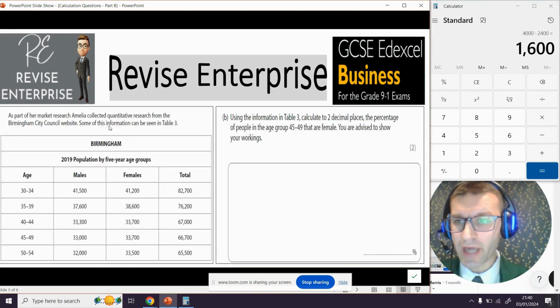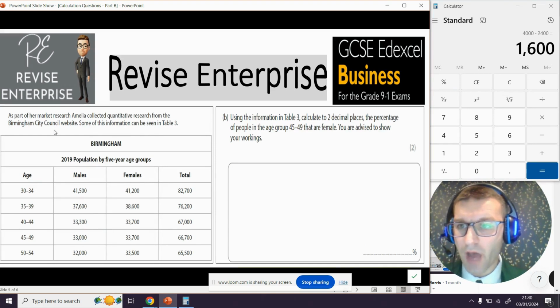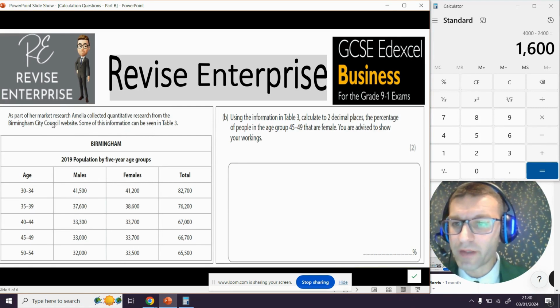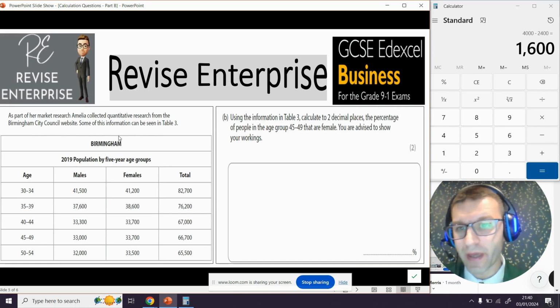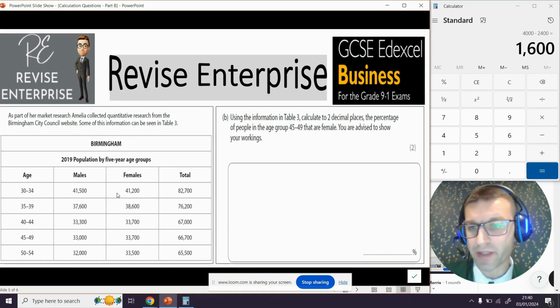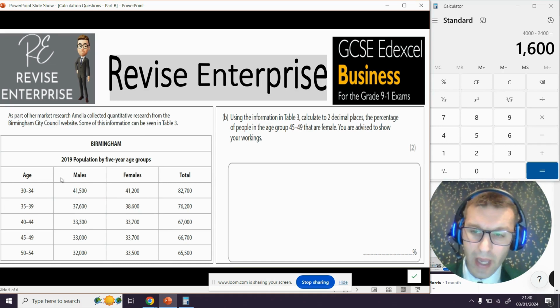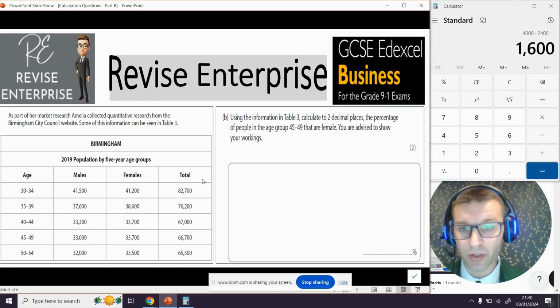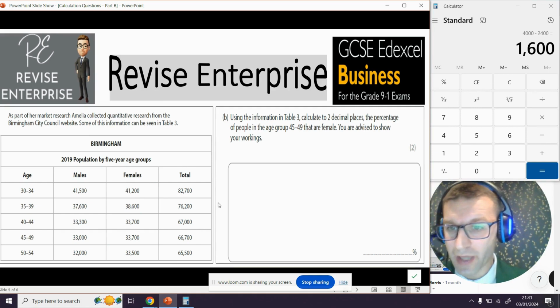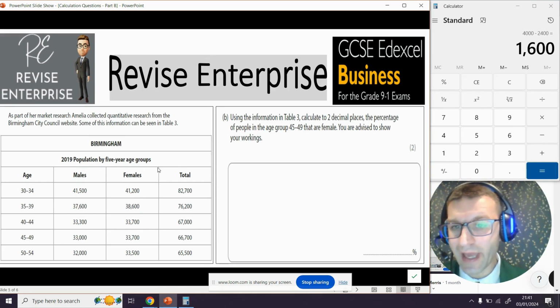Okay, last question, guys. This is the very last question for the calculation style ones on the paper. So it says, as part of market research, Amelia collected quantitative research, that's numerical research, from the Birmingham City Council website. Some of the information can be seen in table 3, which is listed here. Now, you have several bits of information in table 3, as you can see. You have a row of age, males, females, and you also have a category for total as well. And it's displaying the 2019 population by 5-year age groups.